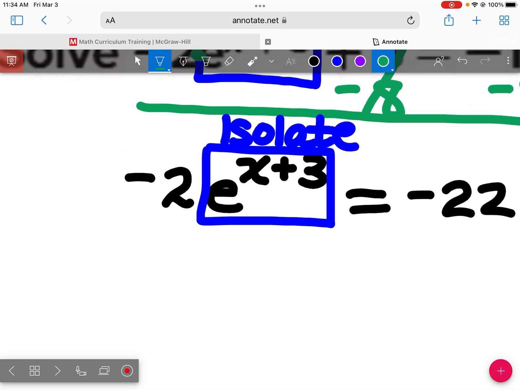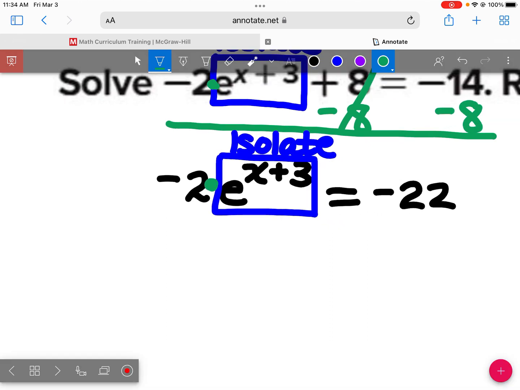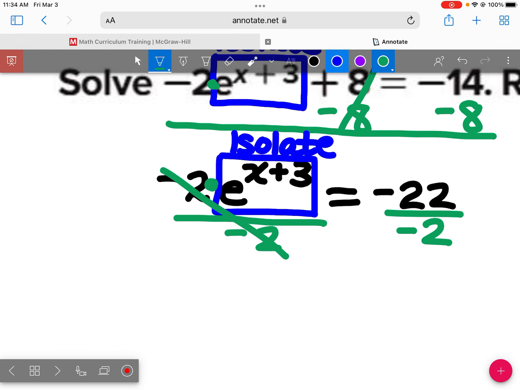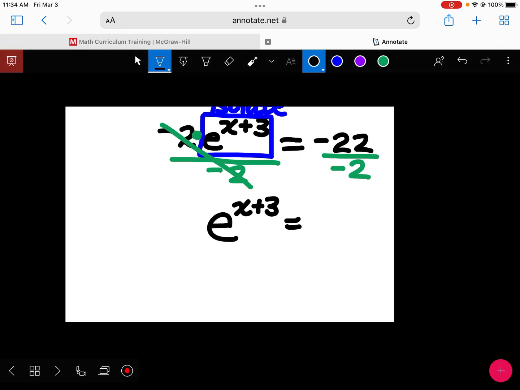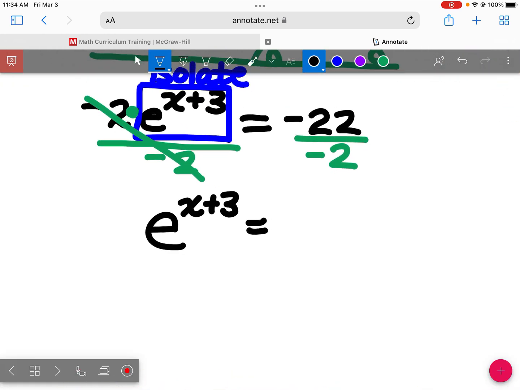I need to get rid of this -2 out in front. You told me what operation was connecting the -2 to the e? Multiplication. How do I undo that? With division. So I'm going to divide both sides by -2. That'll cancel my -2 out. I have e to the power of x plus 3 equals, what's -22 divided by -2? Close. 11. Negative divided by a negative gives me a positive there.